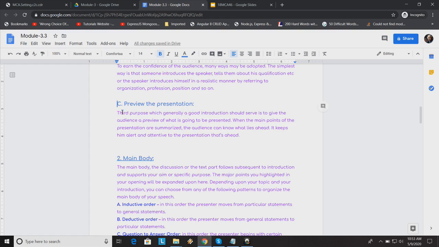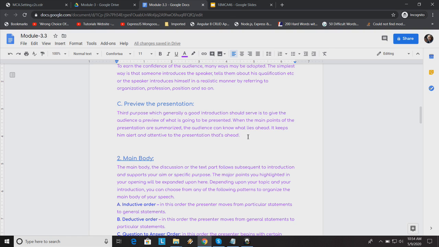Preview the presentation. The third purpose which a good introduction should generally serve is to give the audience a preview of what is going to be presented. I'll give an example with the promo of a movie or the promo of a game. Suppose the most famous game, Counter Strike, in 2020. Someone, the developer, is going to reveal the game scenes and game stages. So he'll start with a video.